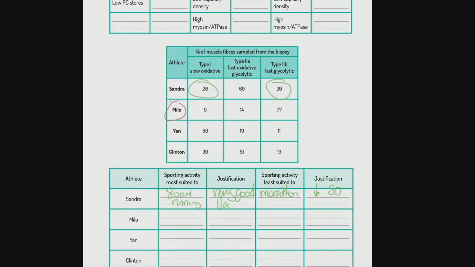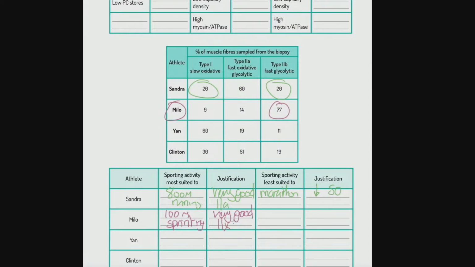Let's look at Milo, bless him. I think he was a tweenie. Milo, what's he got? He's got very high levels of type 2Bs or 2Xs. We're going to say that Milo is suited to 100-meter sprinting. That makes sense to me. Let's get him in there. Milo, what a legend. Okay, we're also going to say that's because he's got very good 2Bs, or I'll put 2X, 2Bs, 2X, same thing.